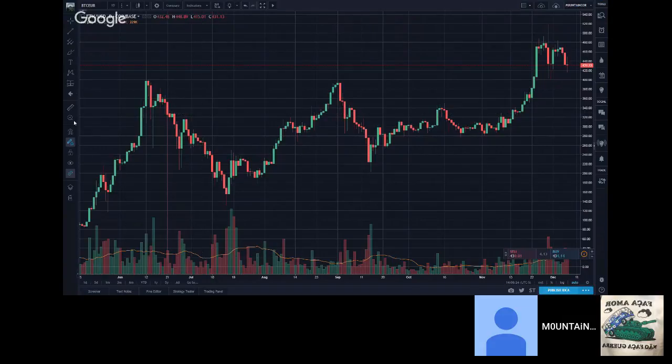On the left-hand side of your TradingView is some of the tools that you're going to use for drawing. And obviously on the right-hand side is your actual price levels. And down at the bottom is your volume and your prices. So generally when you open up a chart for the first time, this is what you're going to get.